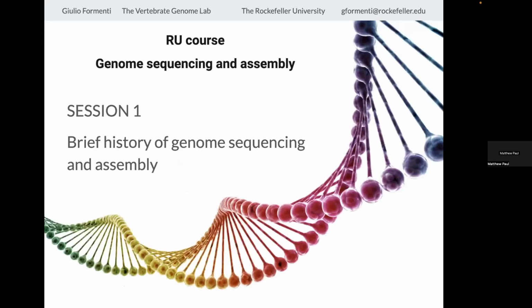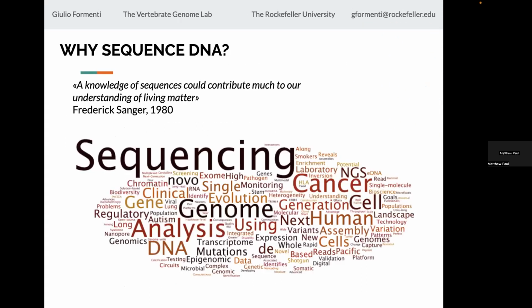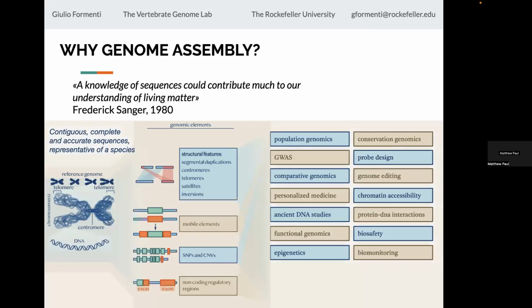Okay, so I'll dive into a little bit of a history of DNA sequencing and genome assembly, which are really two things that have been intertwined in the history of bioinformatics. First of all, I don't have to really explain why this is important, but even in the 80s, Frederick Sanger, the inventor of Sanger sequencing, acknowledged that it's really important to get the sequence and to study the sequence to understand living matter. And of course, we have plenty of applications. We have already mentioned many of them in the survey: population genomics, GWAS, comparative genomics, conservation genomics, epigenetics.